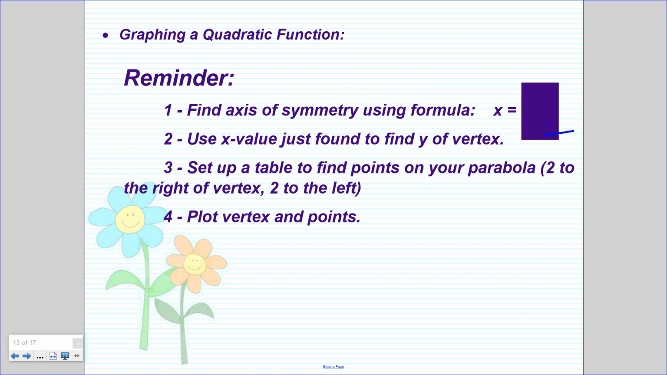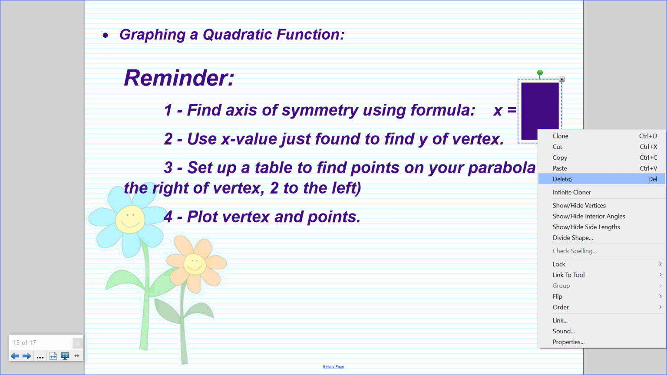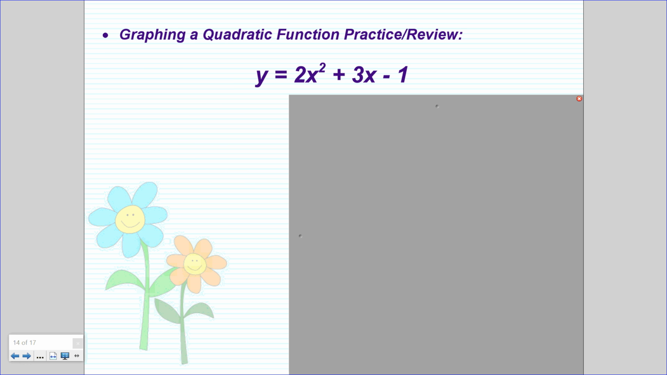So just a couple reminders of that, and we've been reviewing this already today. There we go. The vertex formula. The x of it is x equals negative b over 2a. Use that x value to find the y value of your vertex. Set up your table with points to the left and to the right and plot your vertex and points. So that's just a quick review. And here's a quick review again of graphing quadratics. If you want extra practice right now, I'd ask you to graph this quadratic equation by the table method. Click pause. When you're ready to check it, click play.